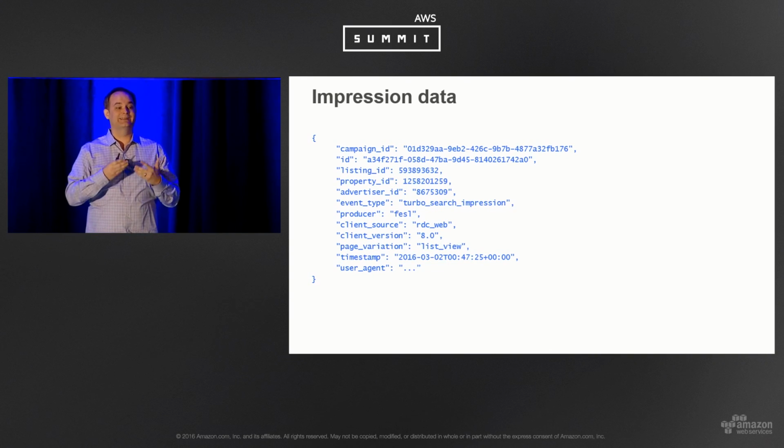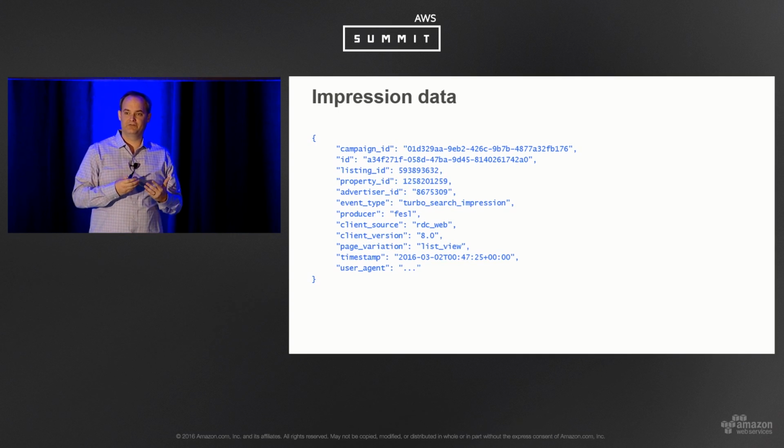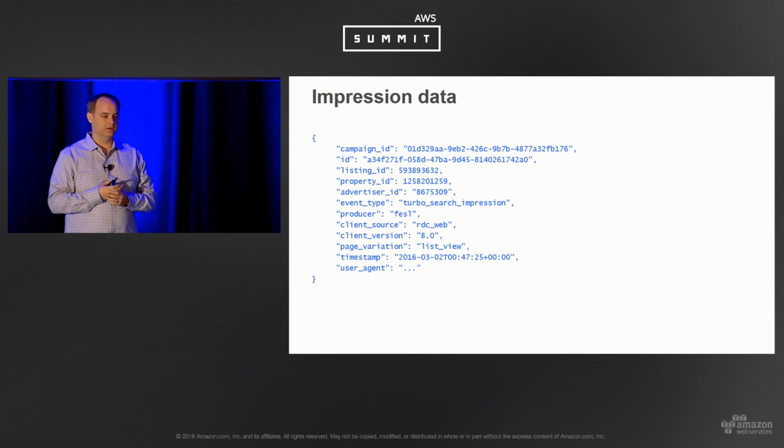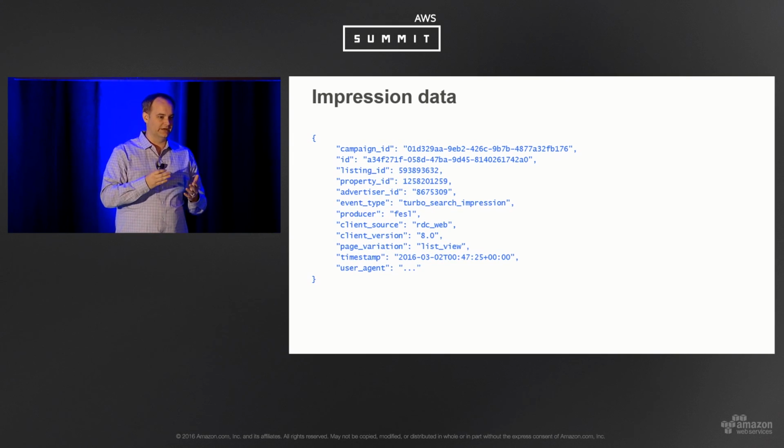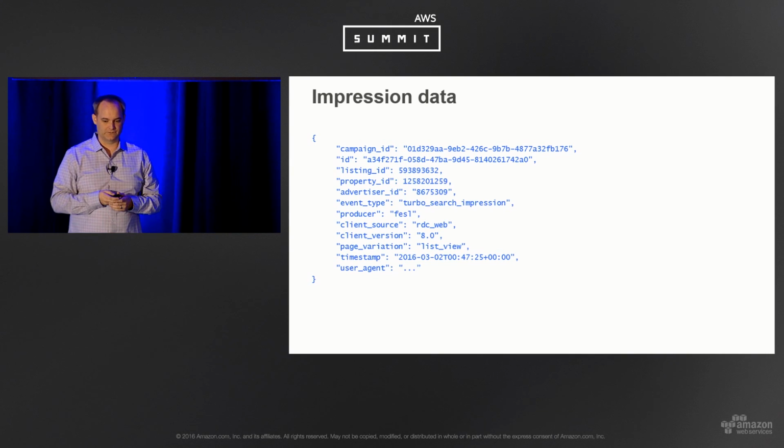An impression in this context is a set of name value pairs, starting with the campaign ID. What ad campaign is the impression for? What's the unique ID of the impression itself? Who is the customer of the ad campaign? Where did it originate from? Some more metadata about the application, and then some metadata about the user. And this helps us do things like scrape out bot impressions, so we're only charging for real user impressions.